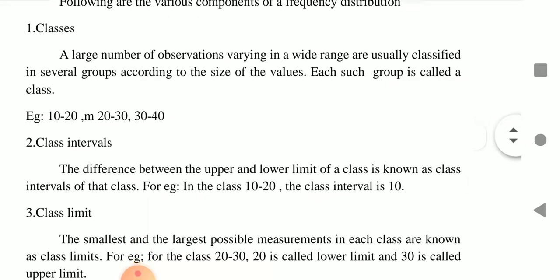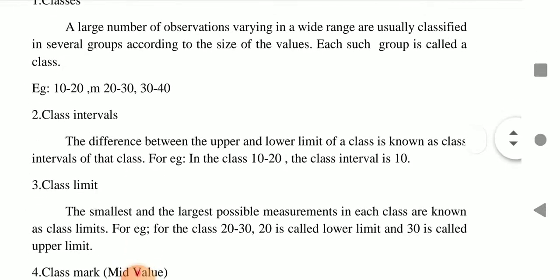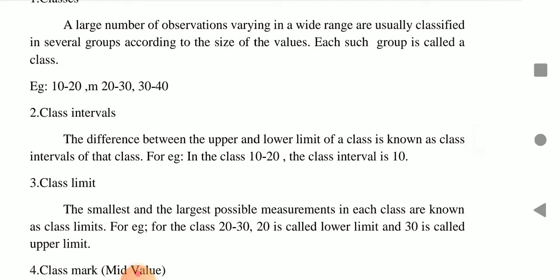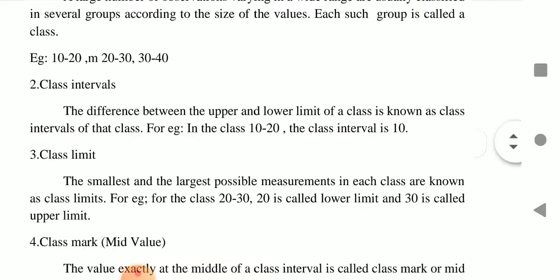For example, we are all familiar with classes like 10 to 20, 20 to 30, 30 to 40, etc., or 5 to 10, 10 to 15, 15 to 20. In a similar way we can frame the classes. There are different methods of framing classes: inclusive classes, exclusive classes and open-ended classes. That portion will be discussed later.